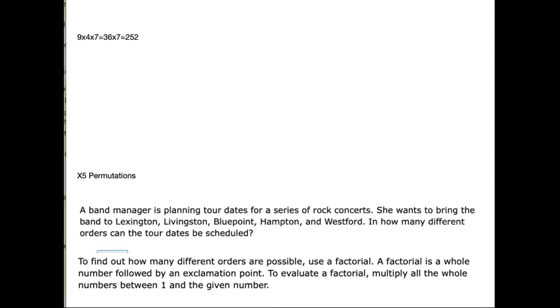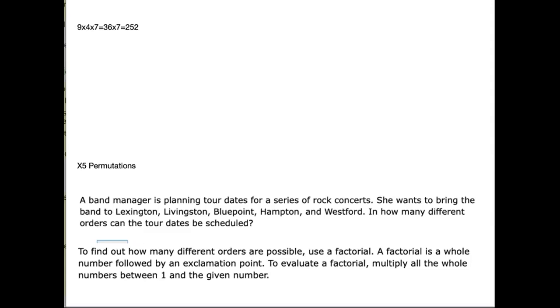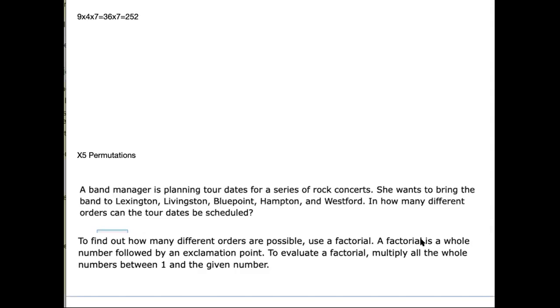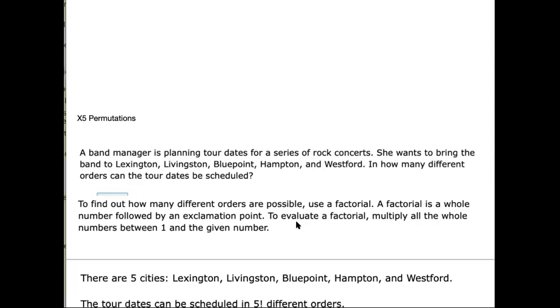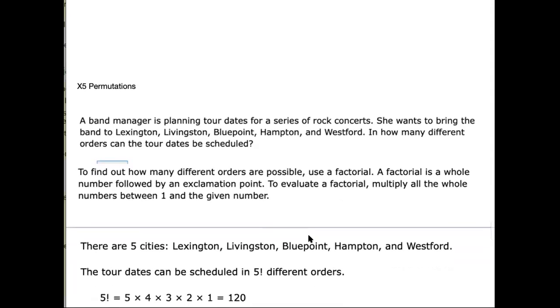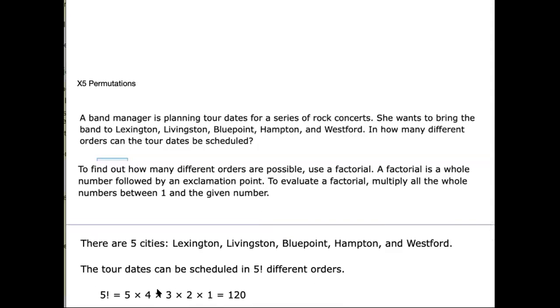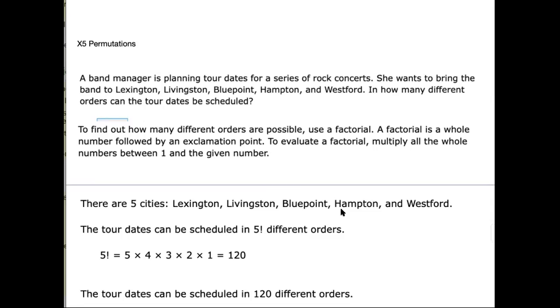To find out how many different orders are possible, use a factorial. So we're going to be working with factorials in this one. That's the little exclamation point you see next to a number. When you see that, so there are 5 cities, my factorial would have a 5 in front of it. That's just multiplying all the numbers down from 5. So 5 times 4 times 3 times 2 times 1, and that's going to give you the total number of different orders.